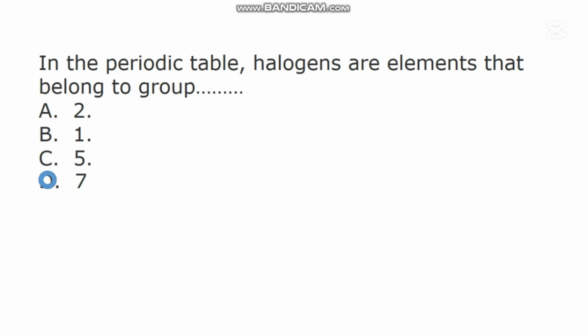Group 7. In periodic table, there are elements that belong to group 7. These elements that belong to group 7 are called halogens. So all the elements that belong to group 7, or the halogens, are elements that belong to group 7 in the periodic table.